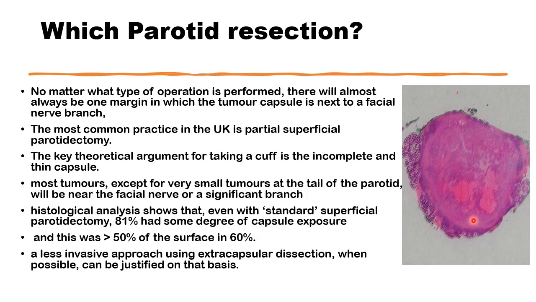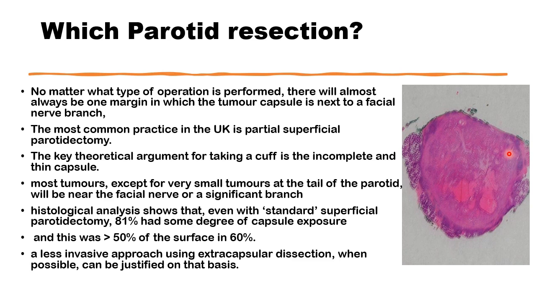Postoperative histological analysis of the specimens showed that no matter what type of operation is carried out, there will almost always be one margin in which the tumor capsule is next to a facial nerve branch. In the UK, the most common practice is to remove these types of tumors by a superficial parotidectomy or a partial superficial parotidectomy. The argument for this is that taking a cuff of the normal gland would reduce the chance of tumor spillage by an incomplete and thin capsule.